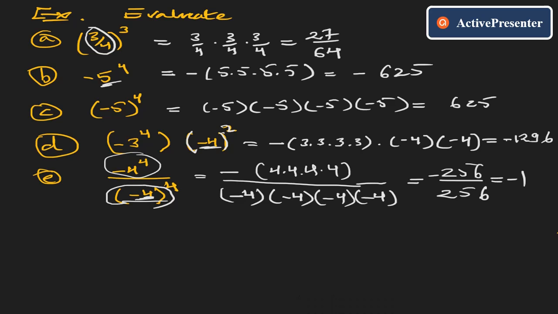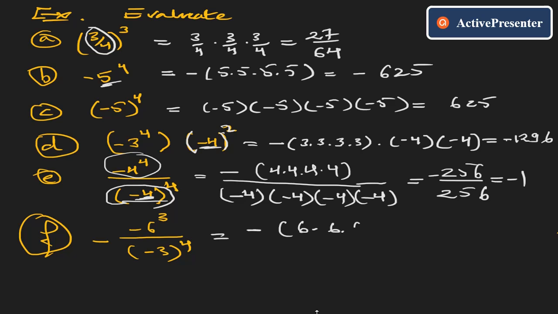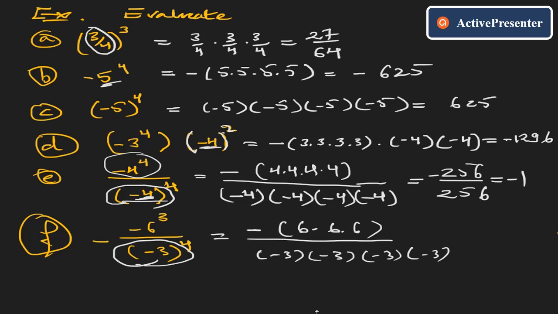Another question, if I ask you, this is F, if I ask you the negative of -6 to the power 3 over -3 to the power 4. Notice that here the base is what? 6, so the negative will go outside, multiplied in 6, 6, 6. What about here? The base is -3, so it would be -3 multiplied in -3, -3, -3. We repeated it 4 times.